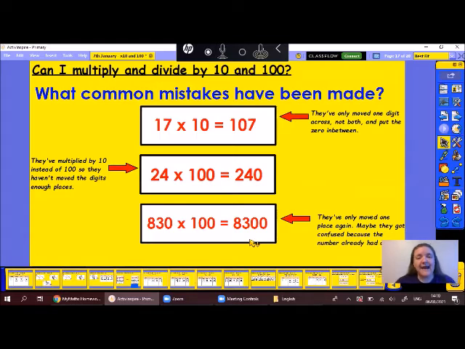This one at the bottom, again, it's a similar thing. They were multiplying 830 by 100, but they've only ended up with 8,300. So they've only actually moved it 1 place, and they've put the 0 in the ones. I think what they've possibly done is become a bit confused by the fact that this number that they started with already had a 0 in it. Don't get confused by zeros, you just move them up the same as anything else.